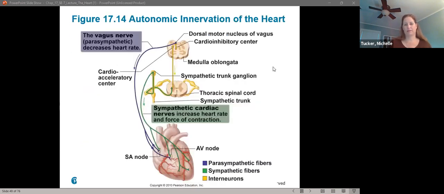Okay. This is what this is showing. You don't need to know the pathway through the medulla oblongata, through the collateral trunk ganglia. That was the realm of 1141, and we'll leave it there. But do you know that at resting conditions, the parasympathetic is going to be the dominant tone? And under fight or flight, the sympathetic system will override that to increase heart rate and the force of contraction.